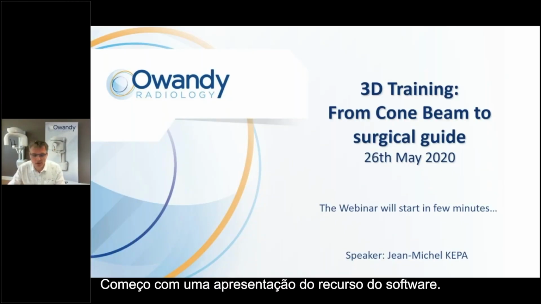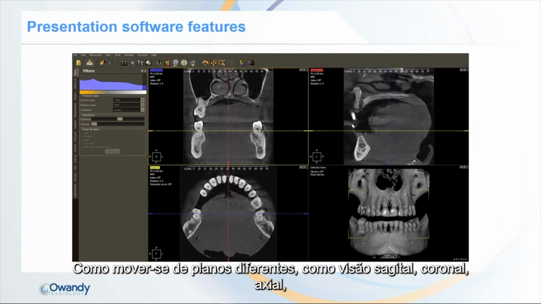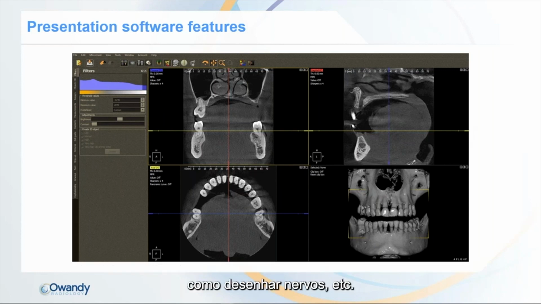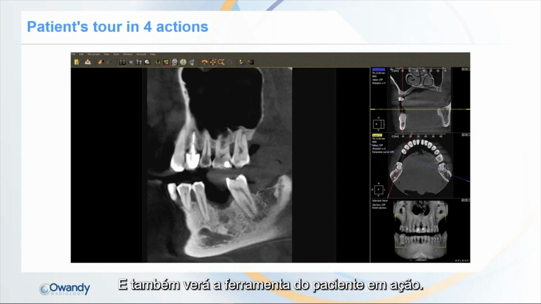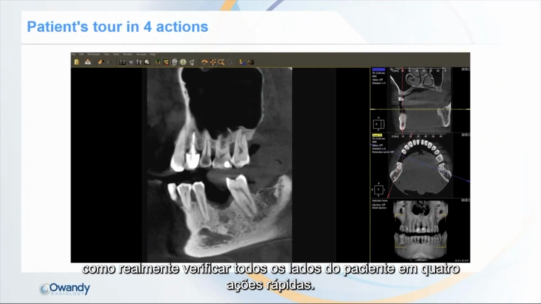I start with the presentation of the software features, briefly: how to move the different planes like the sagittal, coronal, and axial views, how to draw a nerve, etc. And we'll also see the patient's tour in 4 actions. We created this concept to show how to really check all sides of the patient within 4 quick actions.